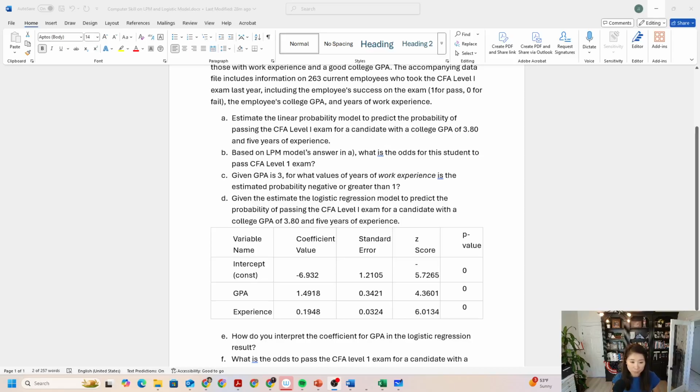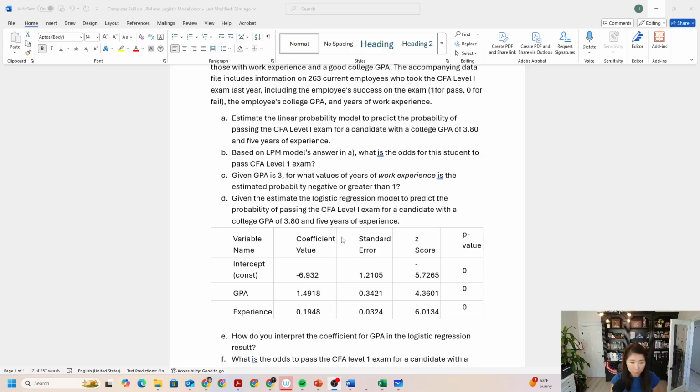Okay, in this video, we're going to look at question number D. Given the estimated logistic regression model, we want to use this result to predict the probability of passing the CFA level 1 exam for a candidate with a college GPA of 3.8 and 5 years of experience.